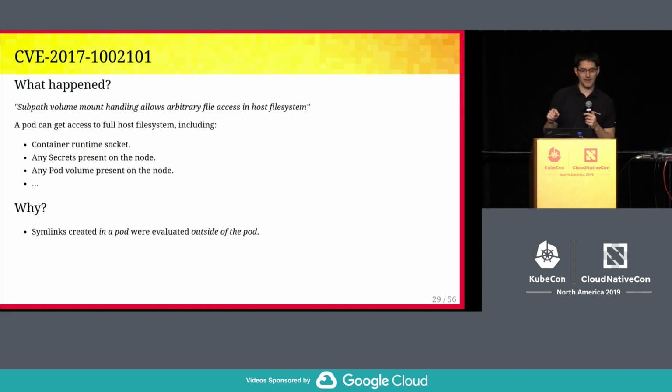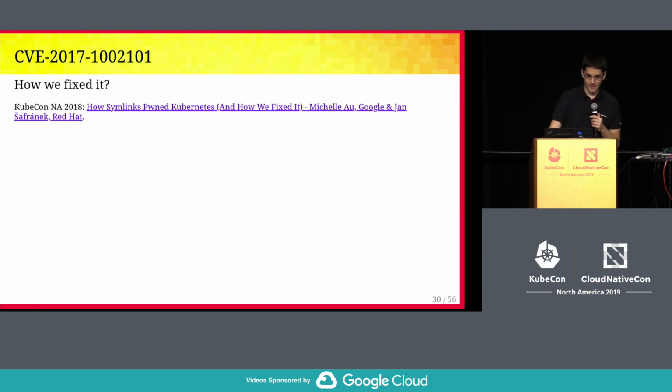Why did it happen? It happened because a symlink that was completely innocent in the container was evaluated on the host, and it was not that innocent anymore. Last year, me and Michelle, both from Google, had a whole session just about this security issue, how we fixed it, including the exploit. So you can look at it online. I will not cover the details here.